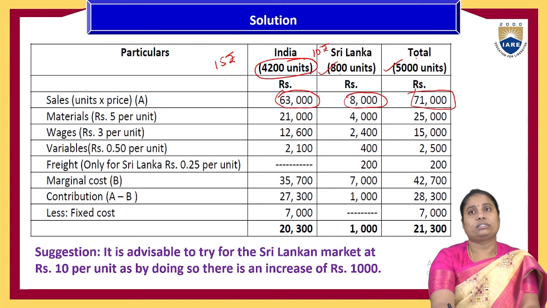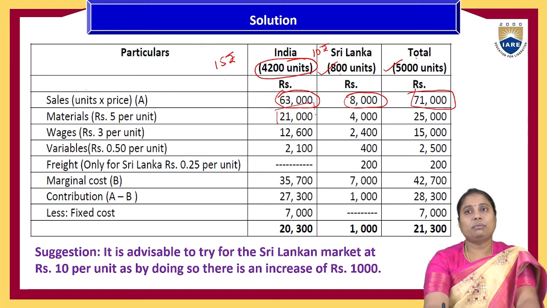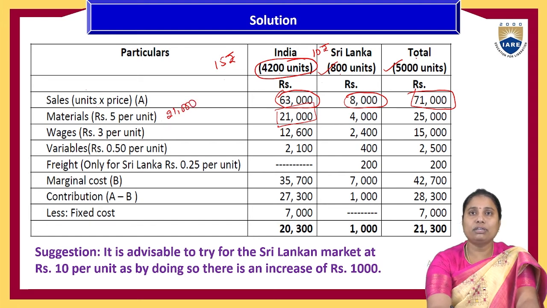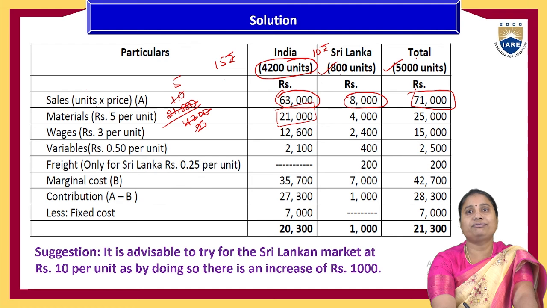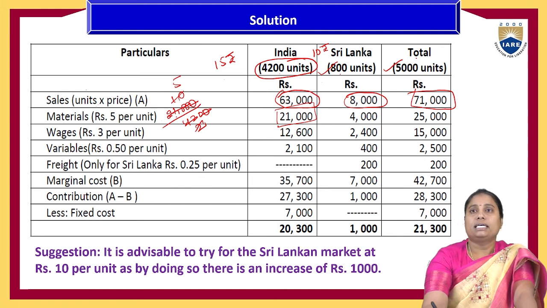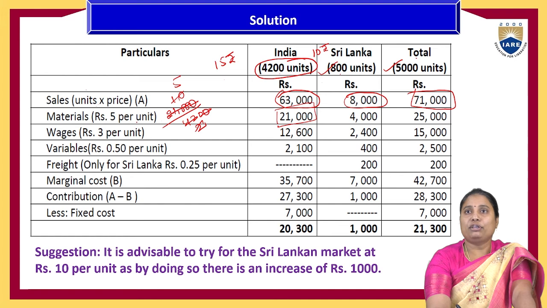And material cost. So 21,000 rupees is the amount they are incurring for that product. 21,000 divided by 4,200 means 5 rupees. So each unit's material cost is 5 rupees here, which means for 800 units, 800 into 5 is 4,000 rupees.